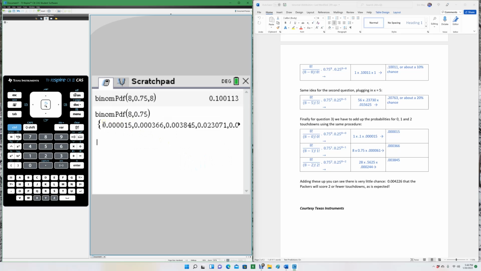So for 0 touchdowns, 0.000015, you can see that's what we have right over here. 0.000366, right over here on the right side. 0.003845, 0.003845 over here, and so on. So it's very easy to use the calculator to come up with these values.